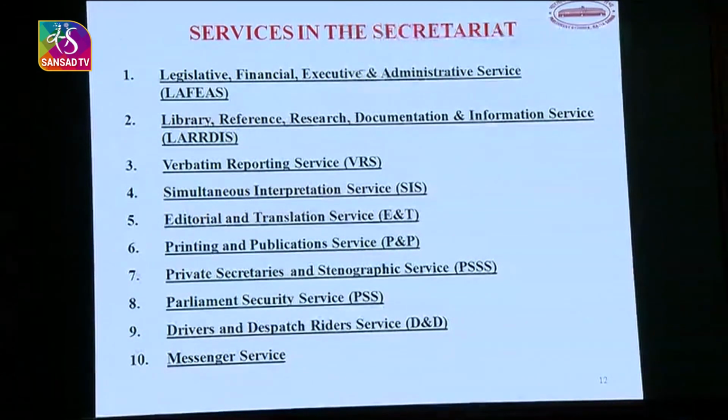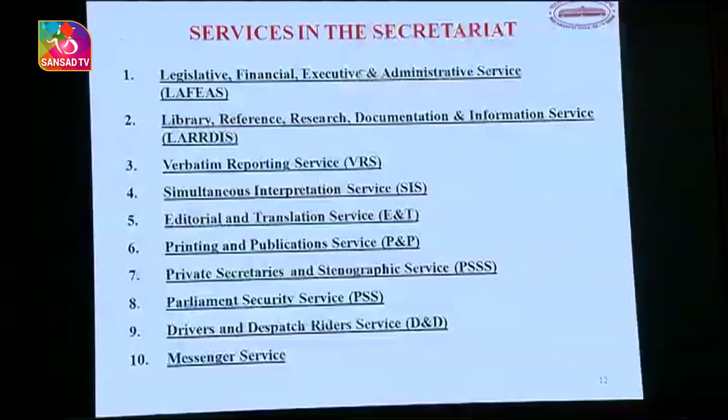That is a common service between the Lok Sabha and the Rajya Sabha. And we have this drivers and dispatch rider service, as I said, at distribution branch, where papers have to be circulated to the members. Then we make use of this service, and messenger service is a part of that only.